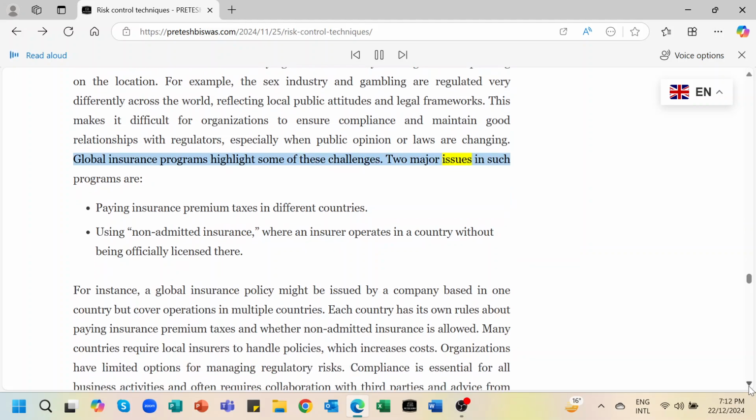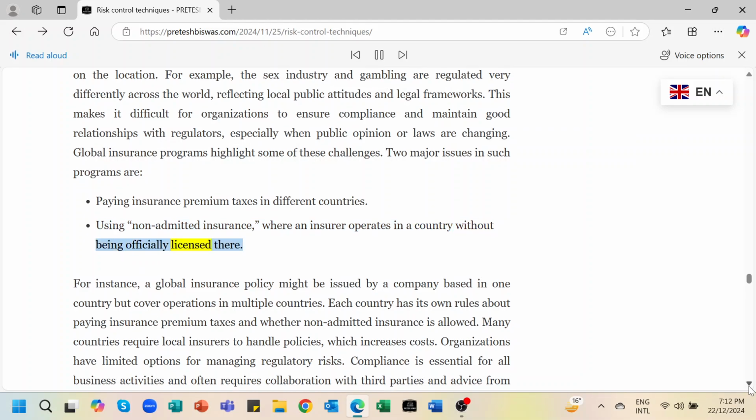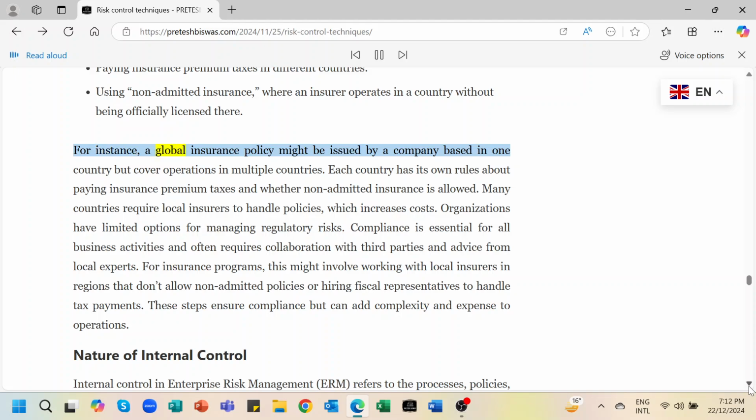Two major issues in such programs are paying insurance premium taxes in different countries, and using non-admitted insurance, where an insurer operates in a country without being officially licensed there. For instance, a global insurance policy might be issued by a company based in one country but cover operations in multiple countries. Each country has its own rules about paying insurance premium taxes and whether non-admitted insurance is allowed. Many countries require local insurers to handle policies, which increases costs.